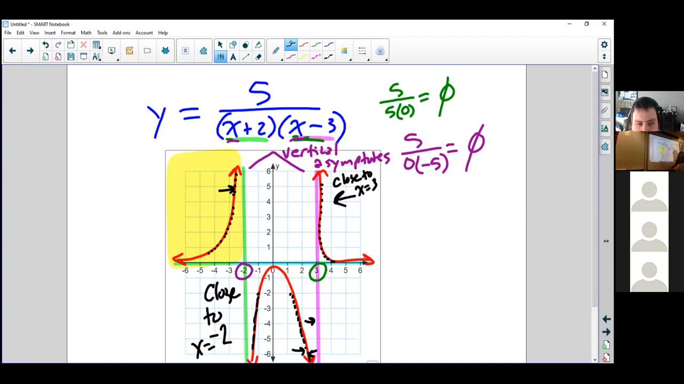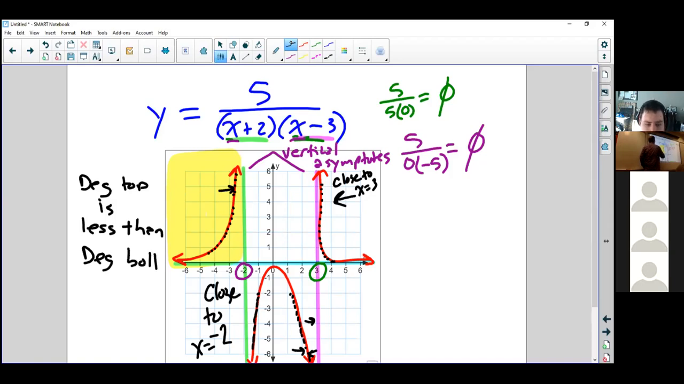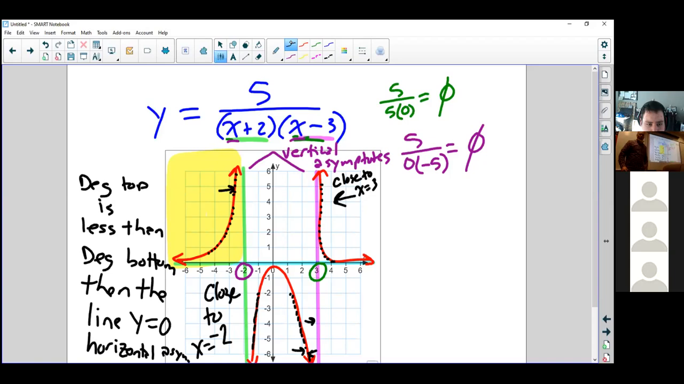The reason the horizontal asymptote is taking place is there's some rules in Algebra 2 that we covered. If the degree on top is less than the degree on bottom, then the line y equals 0 is a horizontal asymptote. Okay. So that's kind of where we're going to start building into.